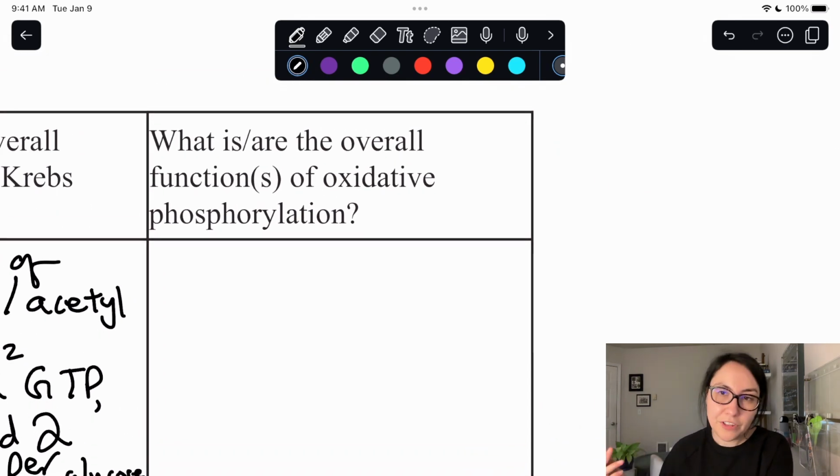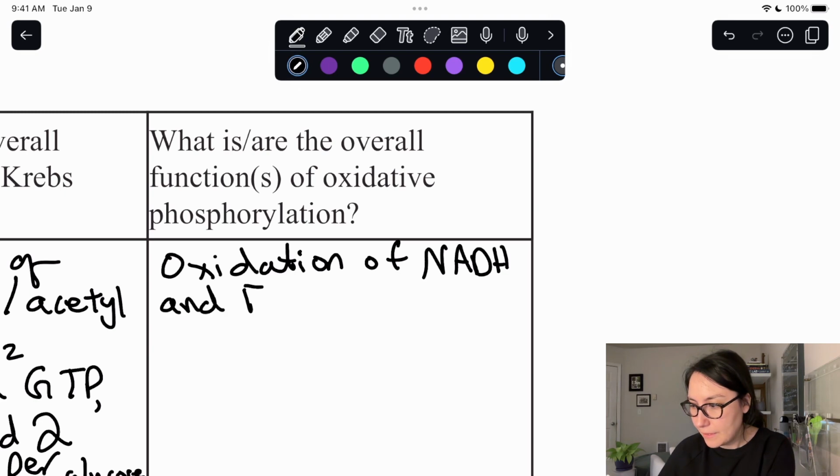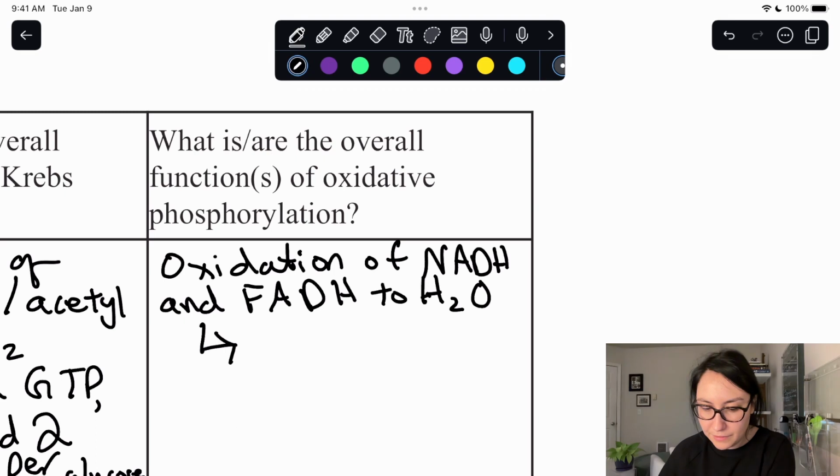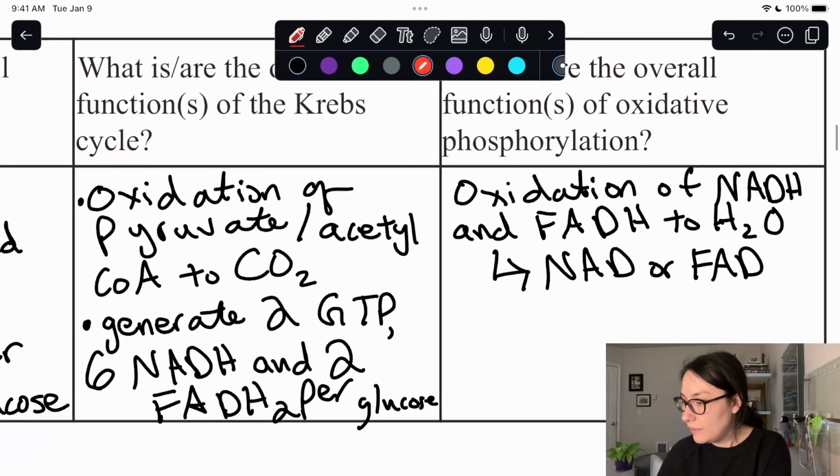And then what is the overall function? If you're noticing a theme, it is oxidation of NADH and FADH to H2O. It also does that for NAD or FAD. So if you're noticing here, you had an H here and then you lost an H here, okay? That's a little bit of some acid-base chemistry.